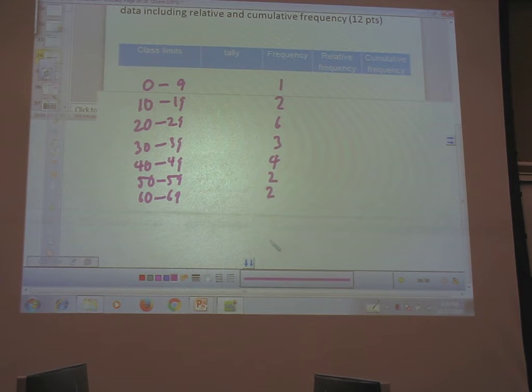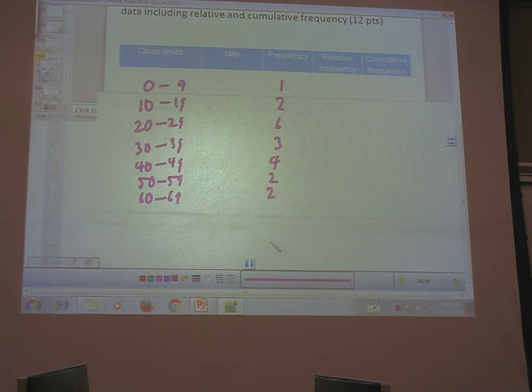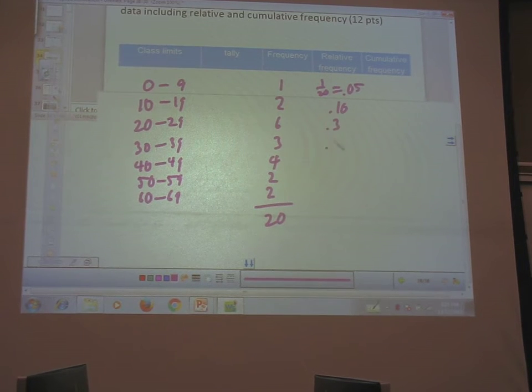Okay, good. So did you guys find the relative frequencies yet? Yes. So relative frequencies, if you total this up, you get 20. The relative frequency is how it relates to the whole, the ratio. So 1 over 20, that's 0.05, 0.10, 0.15, 0.2, 0.1, 0.1. Good? Can you leave it in fraction? You could, but I prefer it as a decimal.